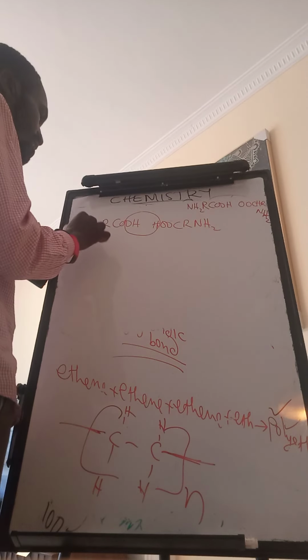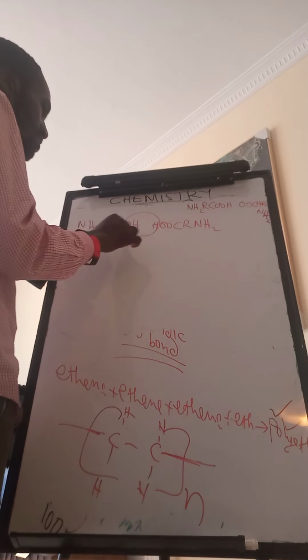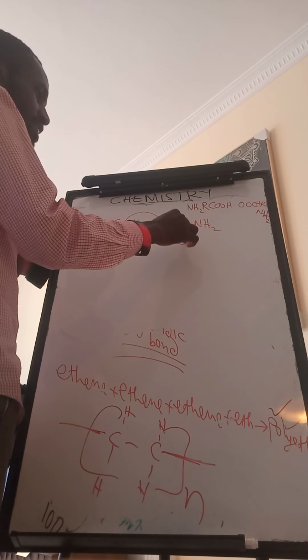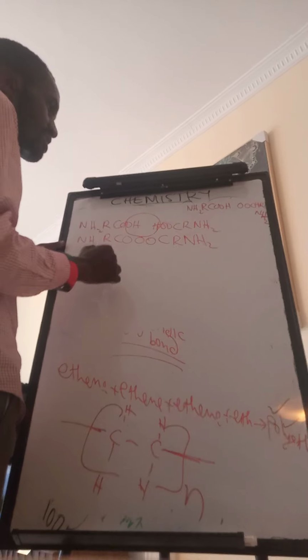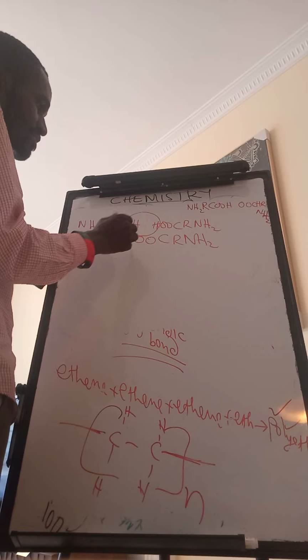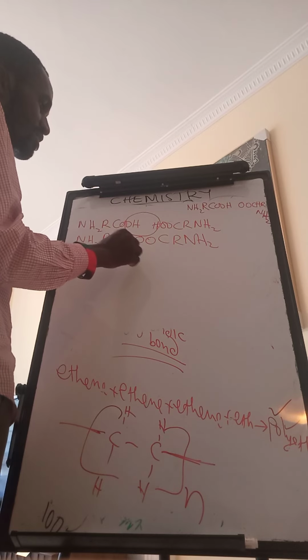So I'll have NH2 RCO OOCR NH2, isn't it? So there's a bond between the first O and the other two O's, isn't it? So that bond is called a peptide bond.